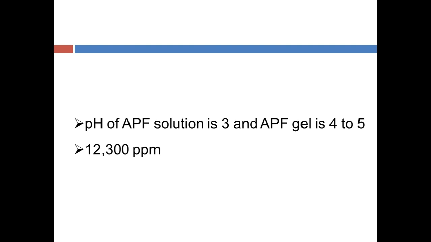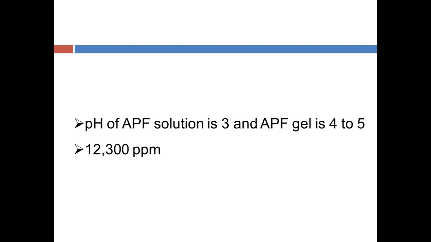Coming to the pH, the pH of APF solution will be around 3, and the APF gel will be around 4 to 5. So when it comes to pH, it's less than sodium fluoride because we are adding phosphoric acid to the sodium fluoride in order to increase the penetration of fluoride. But it will be more compared to stannous fluoride. Stannous fluoride, the pH will be 2.1 to 2.3.